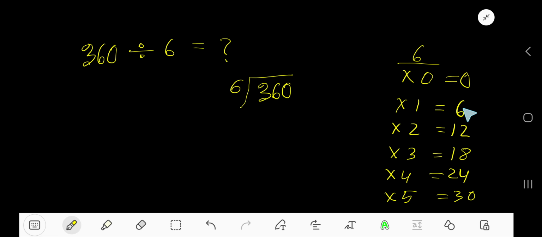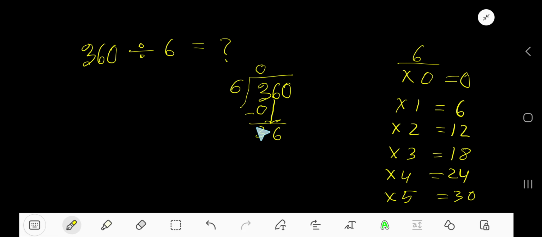0 plus 6 is 6, 6 plus 6 is 12, 12 plus 6 is 18, 18 plus 6 is 24, 24 plus 6 is 30, like this. 6 goes into 3 how many times? 0 times, as 3 is less than 6. 0 times 6 is 0. Subtract 3. Bring down this digit.